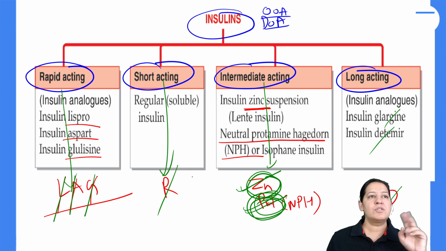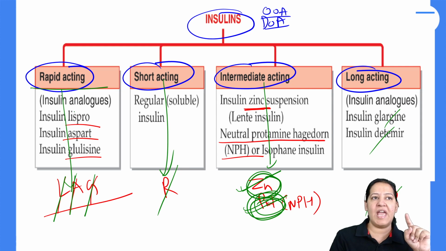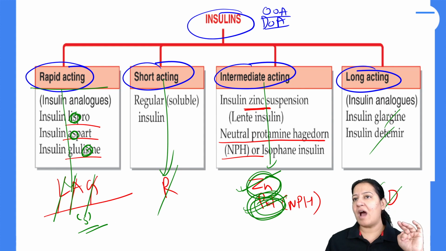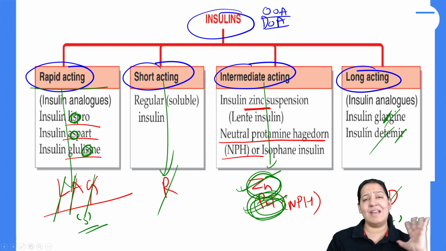Glargine and Detemir. So here in rapid acting, all 3 have S. Lispro has S, Aspart has S, Glulisine has S. So all S containing are rapid acting. And here R, Glargine and Detemir, both have R. So all R containing are long acting. So like this, you can identify them in your option, one of the 4 options, right?